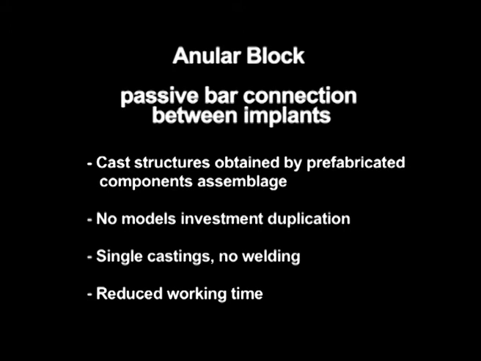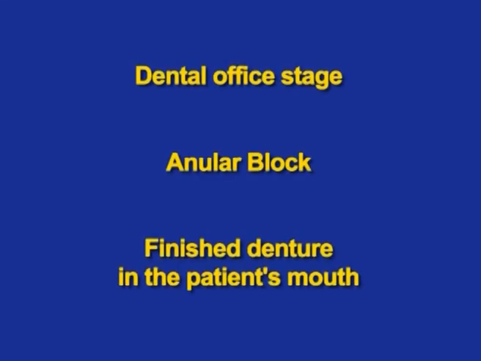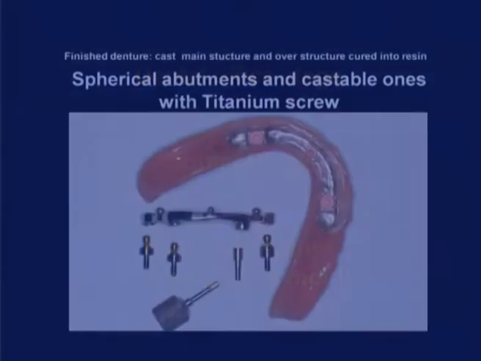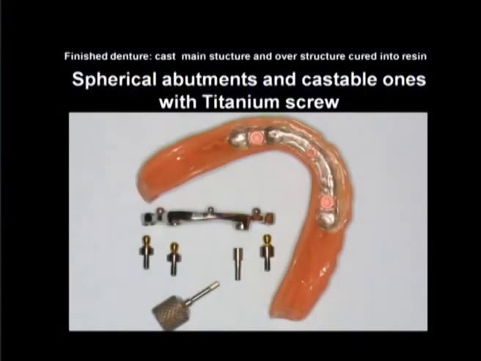Annular block. Passive bar connection between implants. Cast structures obtained by prefabricated components assemblage. No models investment duplication. Single castings, no welding. Reduced working time. Dental office stage. Finished denture in the patient's mouth. Finished denture. Parts and components. Resin denture with cast reinforcement.